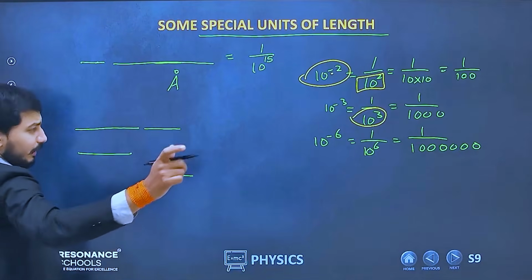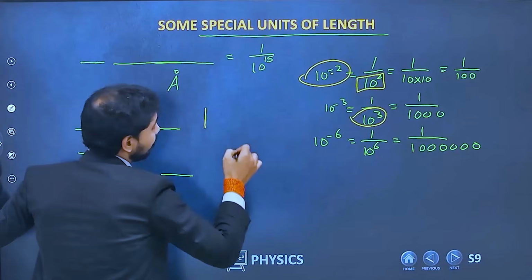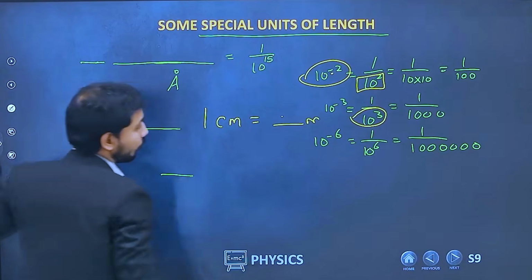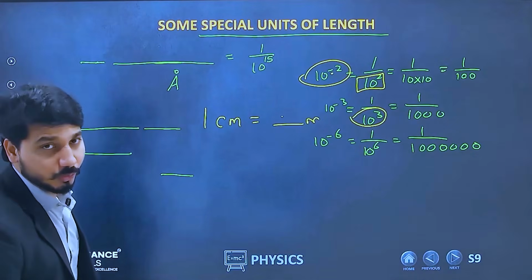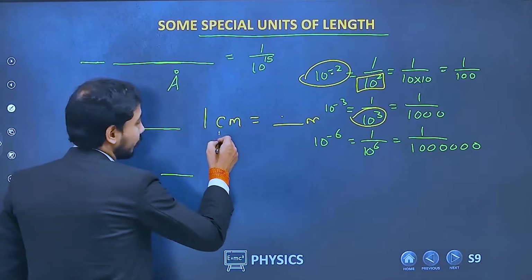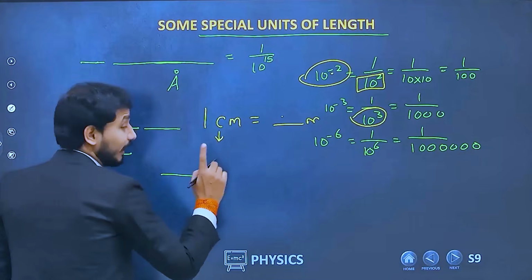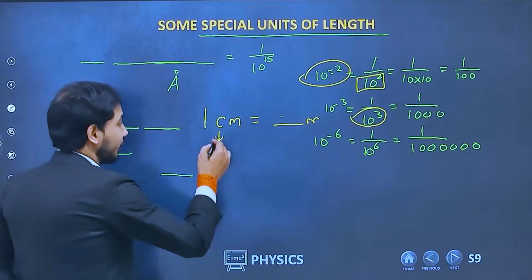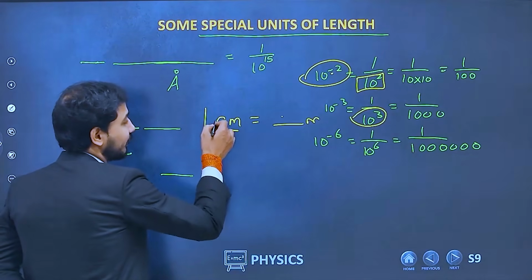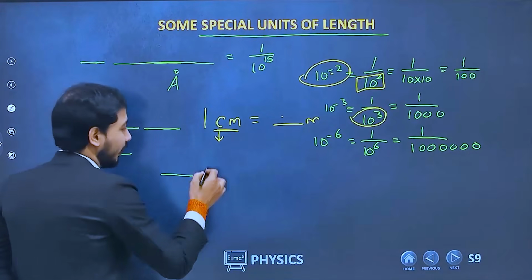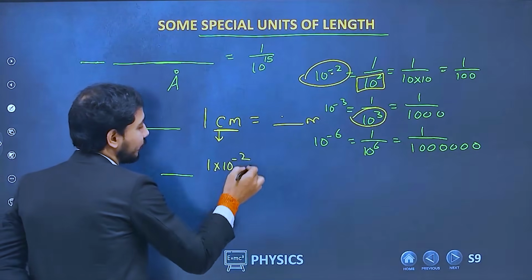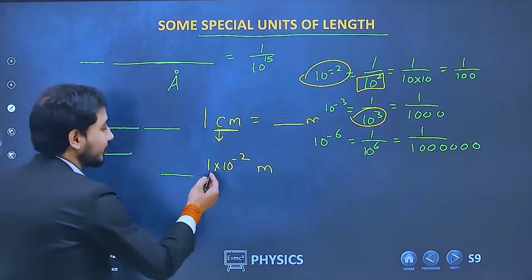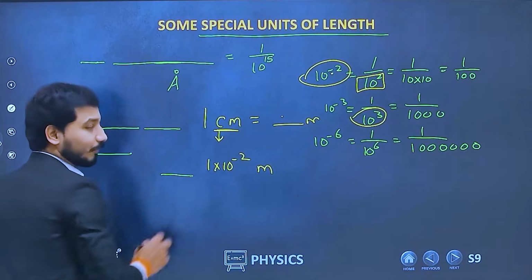Now, listen, suppose you have to convert 1 centimeter to meter. For this we know the meaning of centi. The meaning of centi is 10 to the power minus 2. So in place of centi in centimeter, just write the meaning of centi and it will be converted into meter. So you can write 1 into 10 to the power minus 2, meter is already there. So we got our answer.